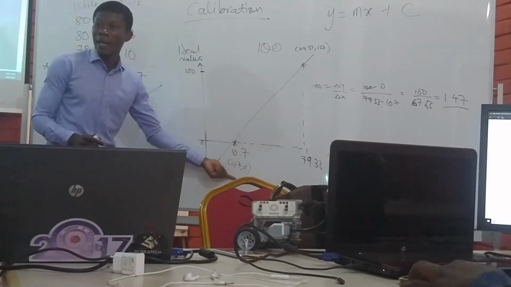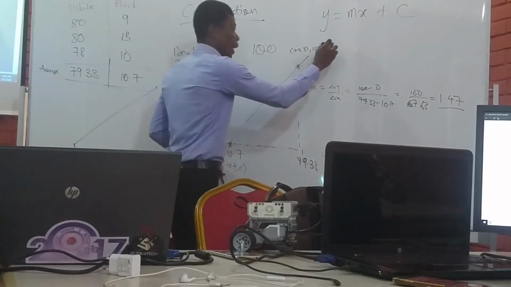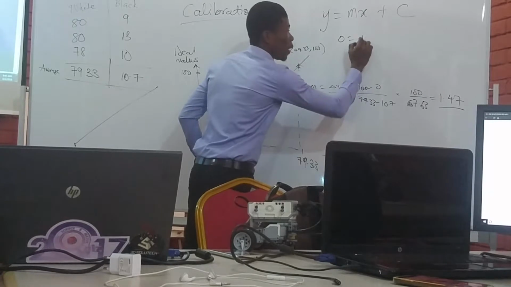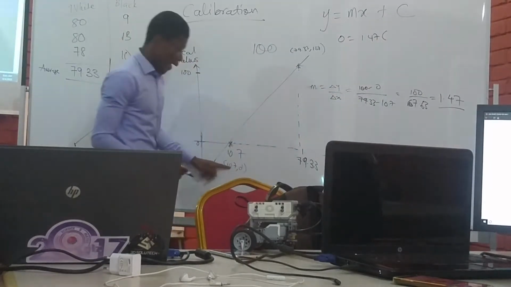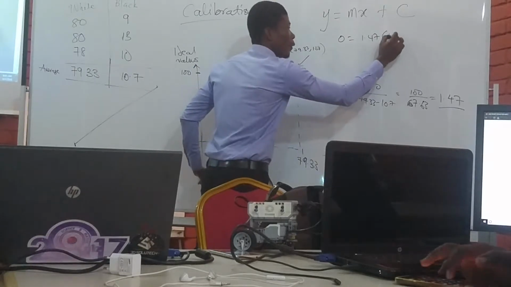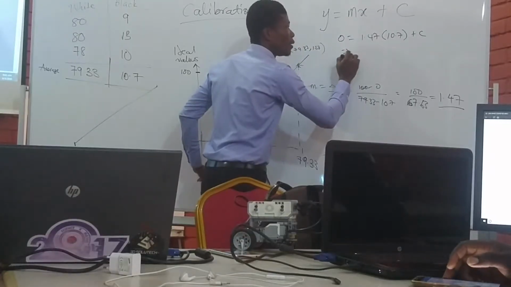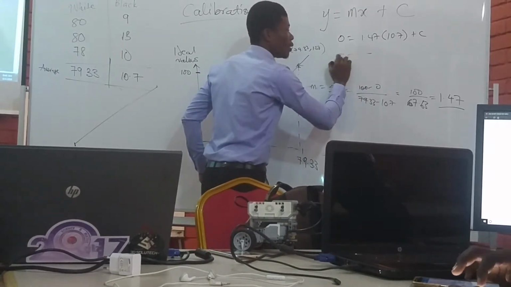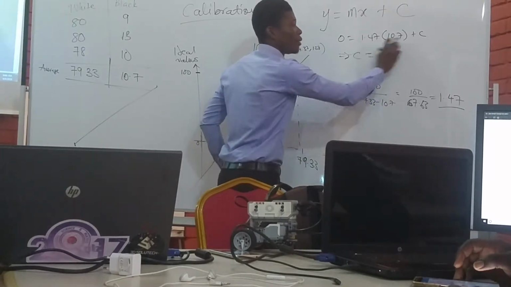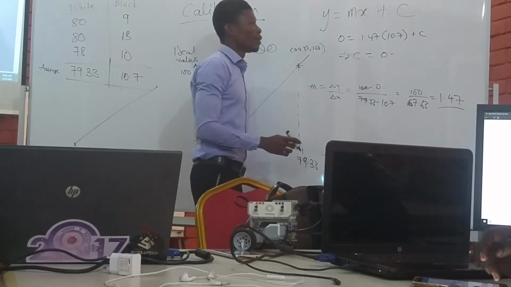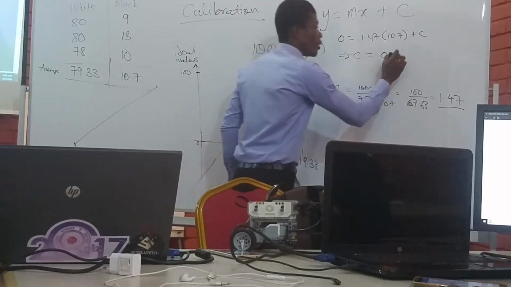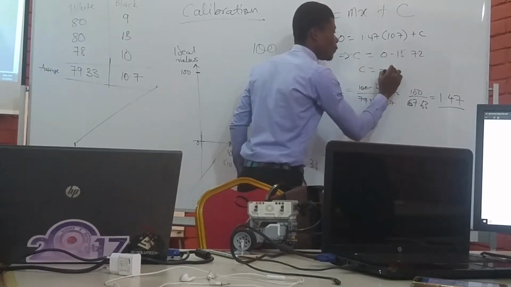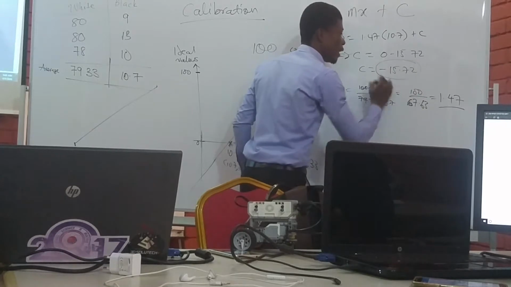Now I can substitute my m value and pick any of the points. I prefer to choose this point. If I'm dealing with this point, then on this point y is 0. So 0 should be equal to my m, which is 1.47 times the x value at that point, which is 10.7, plus c. So c should be equal to 0 minus this. Let's multiply this. 15.72. Okay, so I have c equal to minus 15.72.